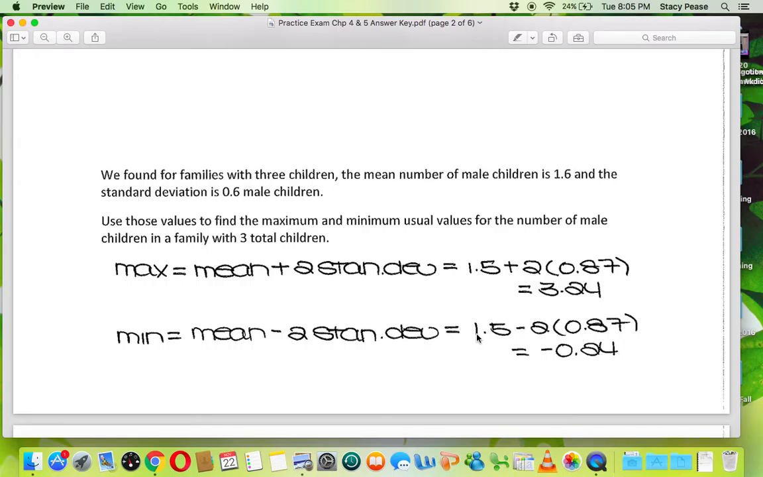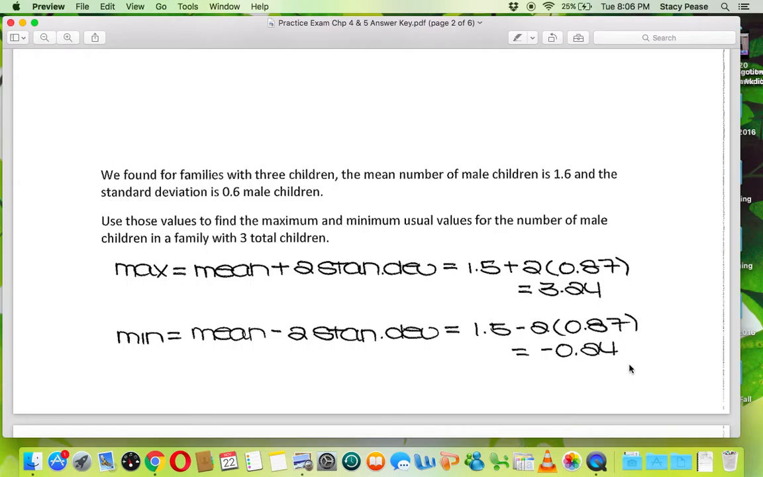Now, this concept is range rule of thumb, which tells us that we calculate our maximum usual value by doing our mean plus 2 standard deviations, and our minimum usual value by taking our mean and subtracting 2 standard deviations. So here's 1.5, which was our mean, plus 2 times 0.87, which was our standard deviation. So we get a max value of 3.24 male children. And for our minimum value, we have our 1.5, which was our mean, subtracting from that 2 times 0.87, and we get negative 0.24. So this is our maximum value and our minimum value.